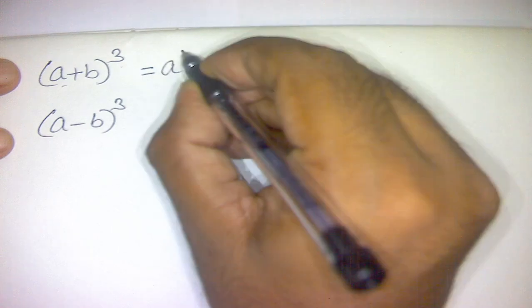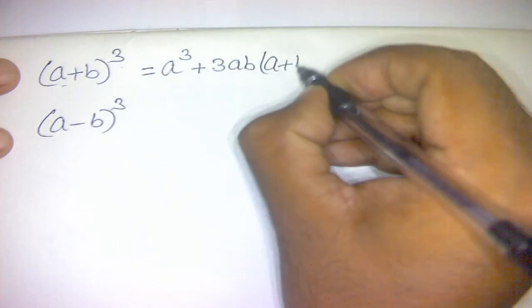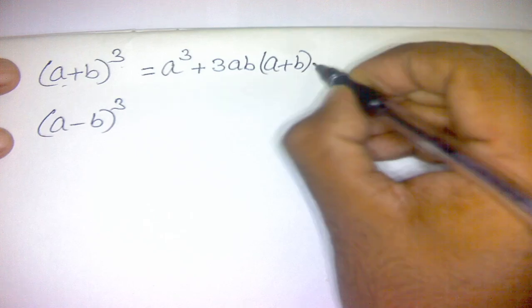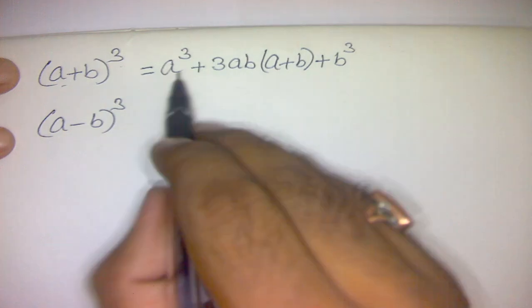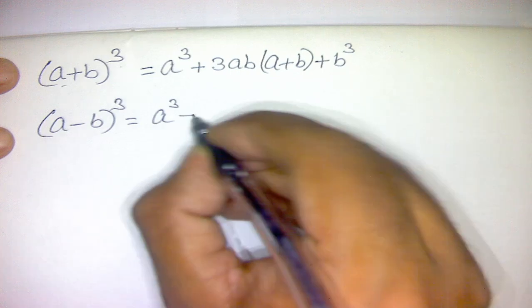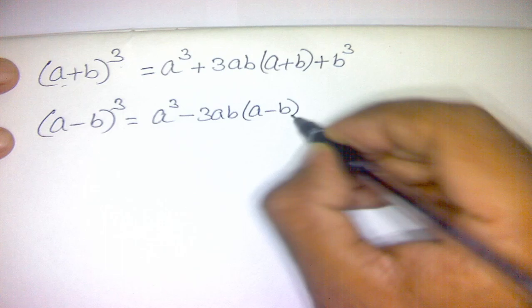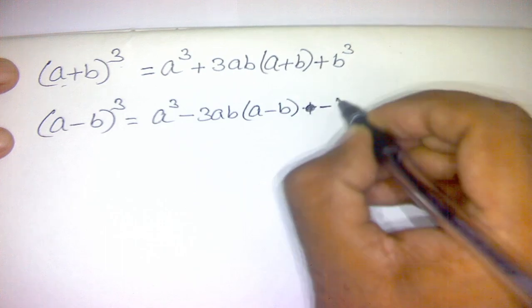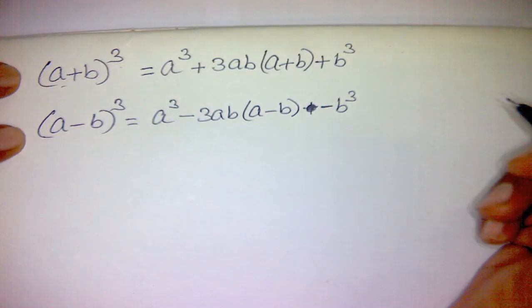A plus b whole cubed is equal to a cubed plus 3ab multiplied by a plus b plus b cubed, and a minus b whole cubed is a cubed minus 3ab multiplied by a minus b minus b cubed. These are the two cubic identities.